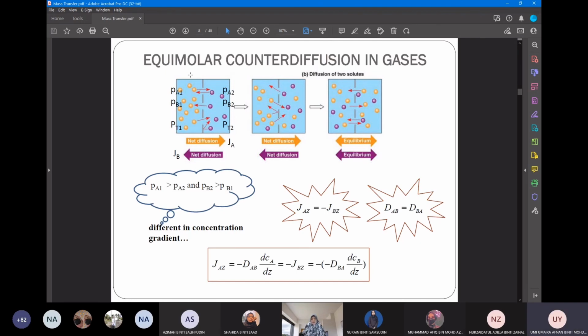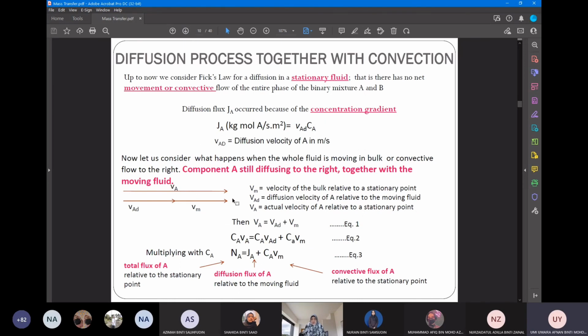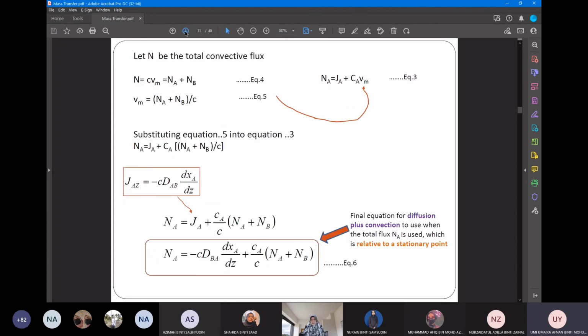Next, I will summarise what you should know. You should understand what the diffusion process is, together with convection. Then you need to understand the part below, how you get the calculation of the total flux of A: diffusion plus convection. You have two terms that you're going to use. Next, you manipulate the equation until you get the final equation. The first part is the molar diffusion part. The second part is the convection part.